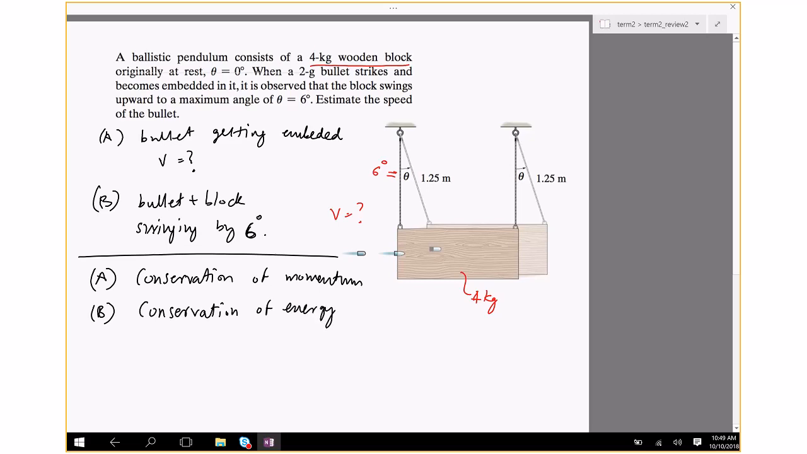Really, the way you solve it is, if you're given the velocity of the bullet, you solve it A to B. But since you're asked to find the velocity of the bullet, you're going to solve it backwards. You start with B and then proceed to get A. I'll post the solutions from the book. It's a question from chapter 15.